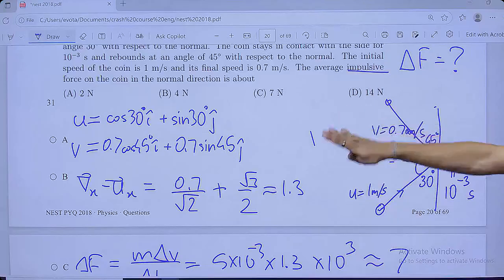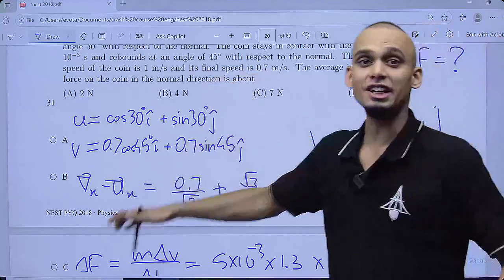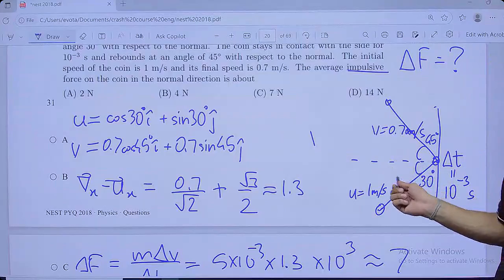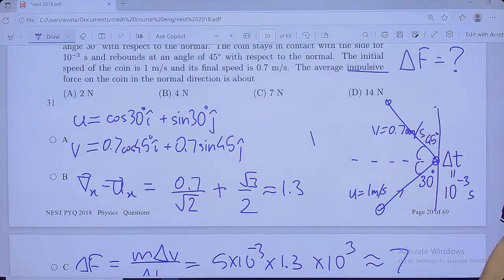Again, very, very simple definitions, just the calculations were a little bit lengthy. You have to first calculate the x components during collision, subtract them, and then multiply by mass also. If you can do these calculations very, very quickly, then yes, you can solve this easily.